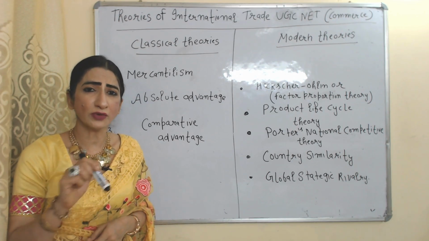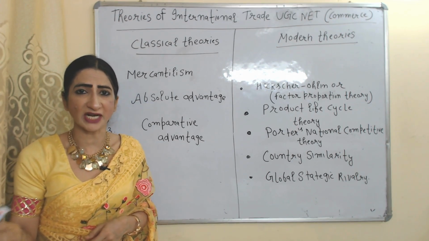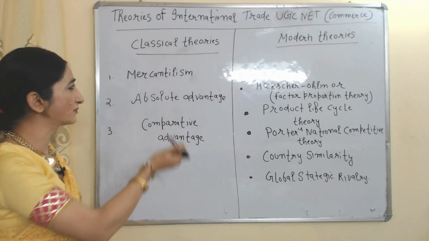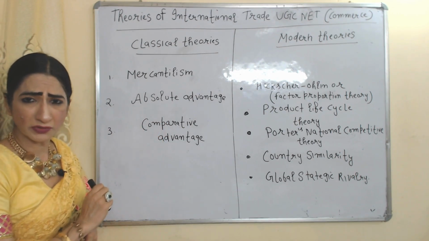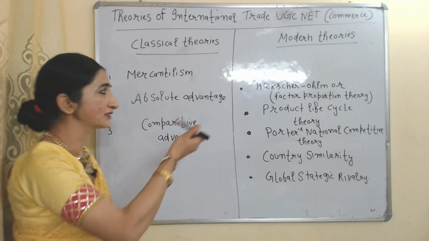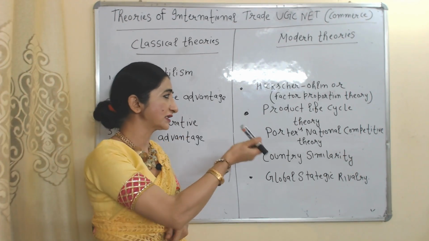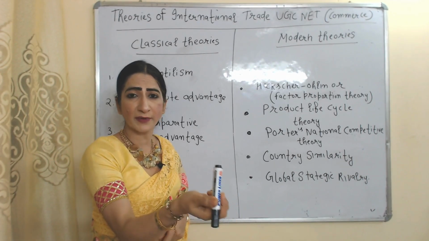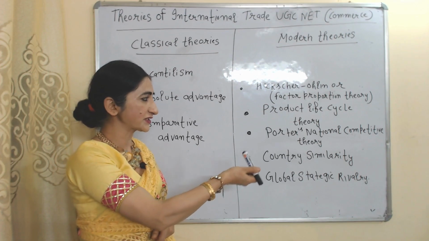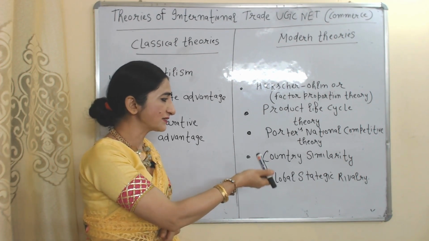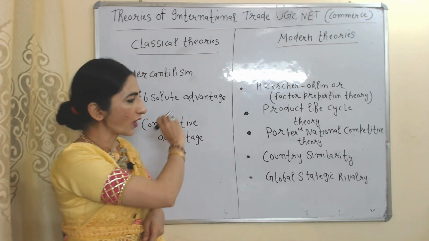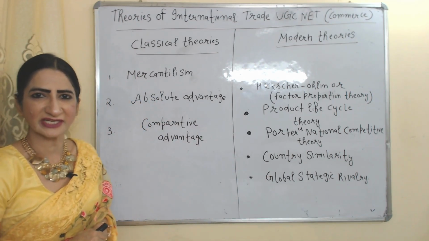Today we are going to talk about theories of international trade for UGC NET in commerce. Under classical theories, we will study about mercantilism theory, absolute cost advantage theory, comparative cost advantage theory. Under modern theories, we will study about Heckscher-Ohlin theory, or we can say the factor proportion theory, and the product life cycle theory, Porter national competitive theory, country similarity theory, and global strategic rivalry theory. One by one we will discuss about each theory.